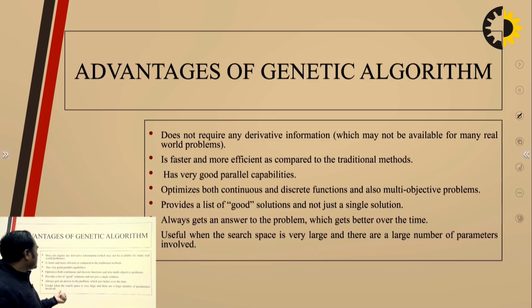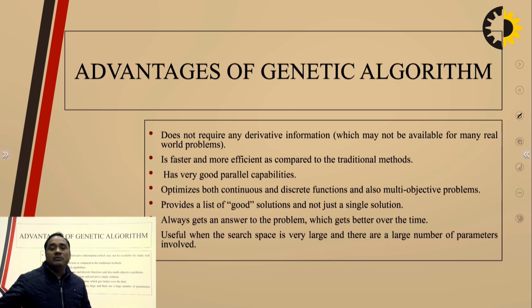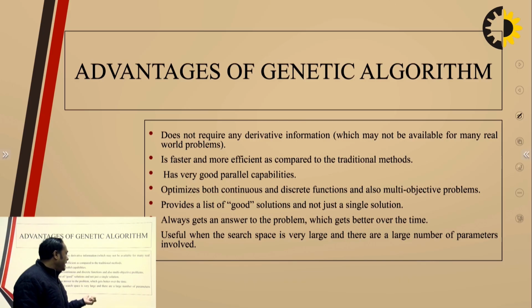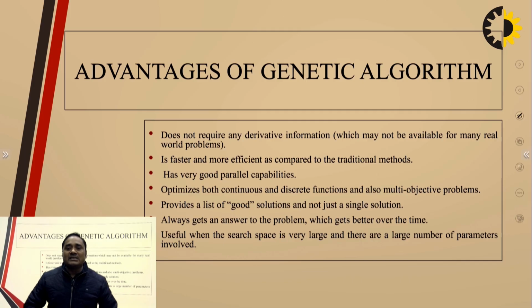It always gets an answer to the problem which gets better over time. So, on the basis of which is better over time, it gives the result. It is useful when the search space is very large and there is a large number of parameters involved. If there is a large number of parameters, then you can use the genetic algorithm and it will intelligently solve the problems.